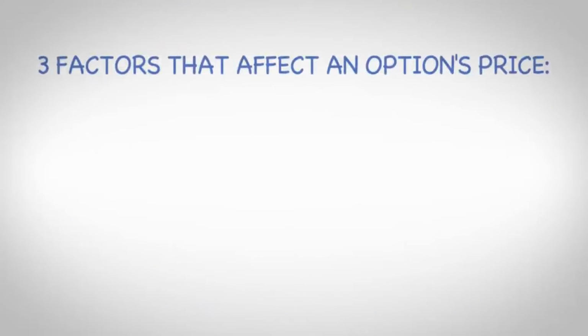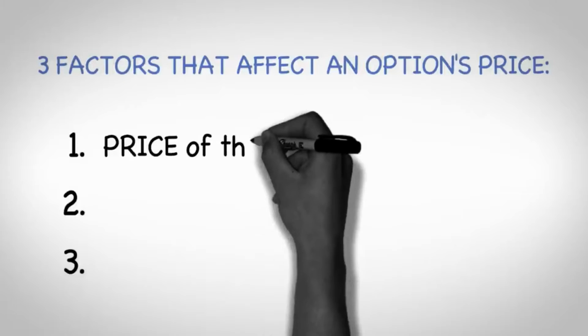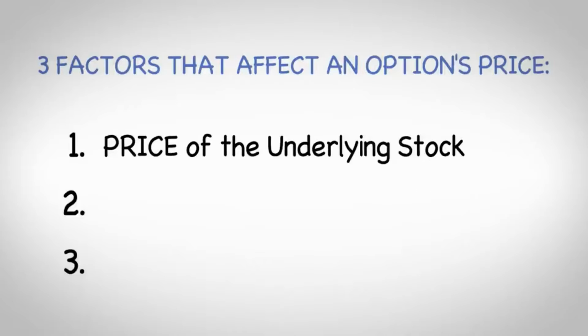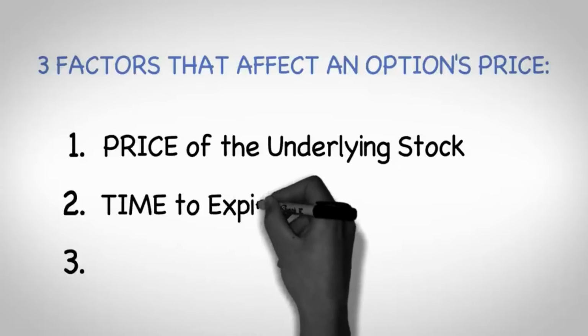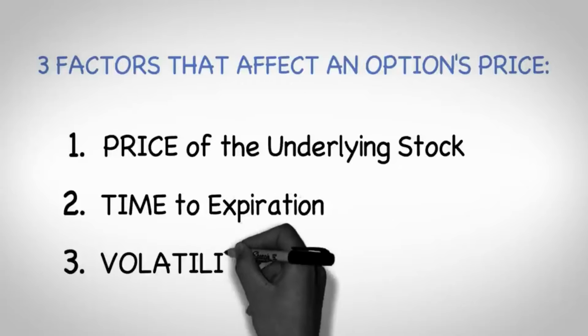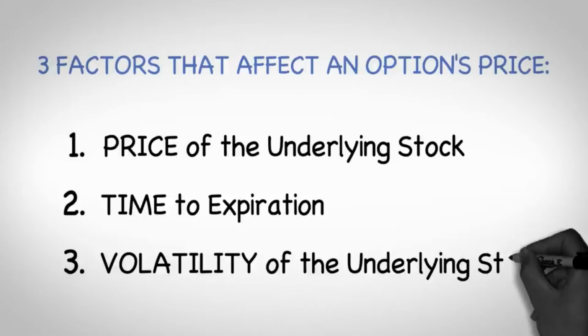Now, there are 3 factors that will cause an option's price to move around each day. Once you understand how these 3 factors affect option prices on a daily basis, we will be able to dive into different strategies we can use to take advantage and profit from option price movements. And that's where the fun starts, but we have to lay the groundwork first and focus on understanding these 3 factors. Number 1, the price of the underlying stock. Number 2, time to expiration. And number 3, the volatility of the underlying stock.